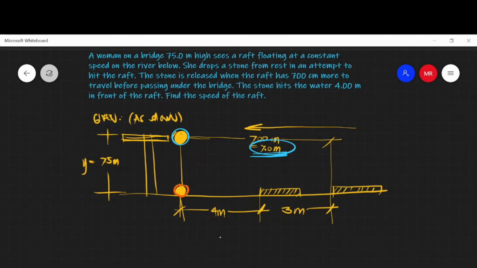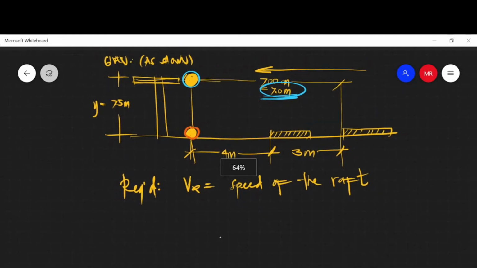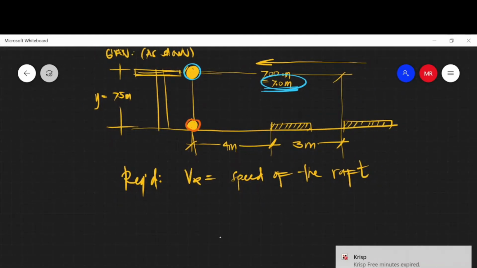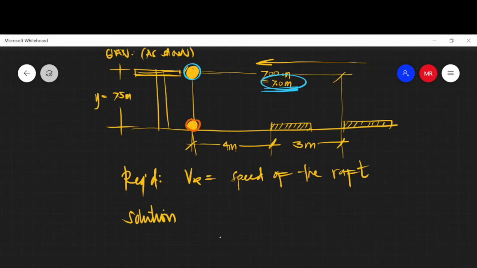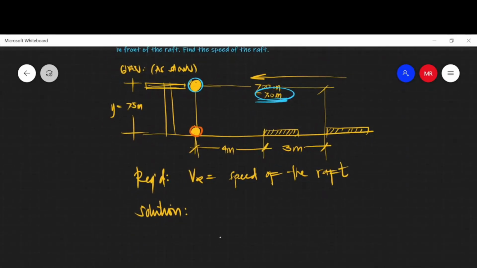We are required to get the speed of the raft. Let's say that the speed of the raft is equal to VR. So let's solve for this VR. Solution: let's analyze the problem.